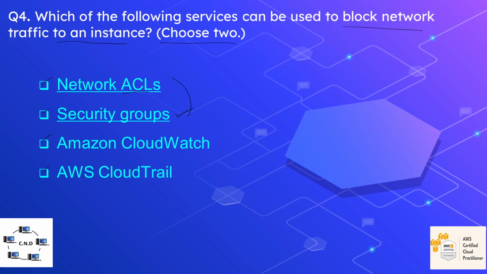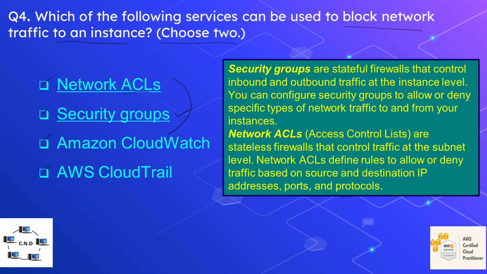So what are these two? Security groups are stateful firewalls that control inbound and outbound traffic at an instance level. You can configure security groups to allow or deny specific types of traffic to and from your instances. While network ACLs, access control lists, are stateless firewalls that control traffic at the subnet level. Network ACLs define rules to allow or deny traffic based on source and destination IP addresses, ports, and protocols. So that is the difference between these two.